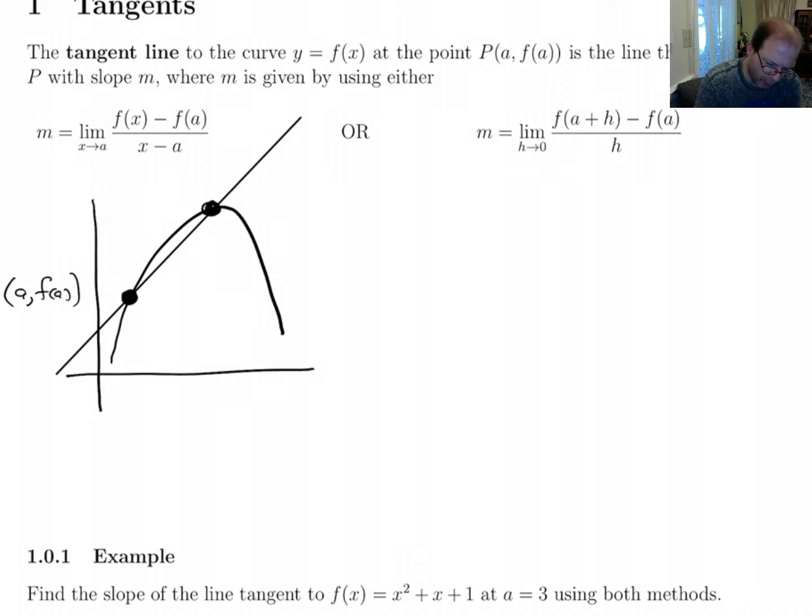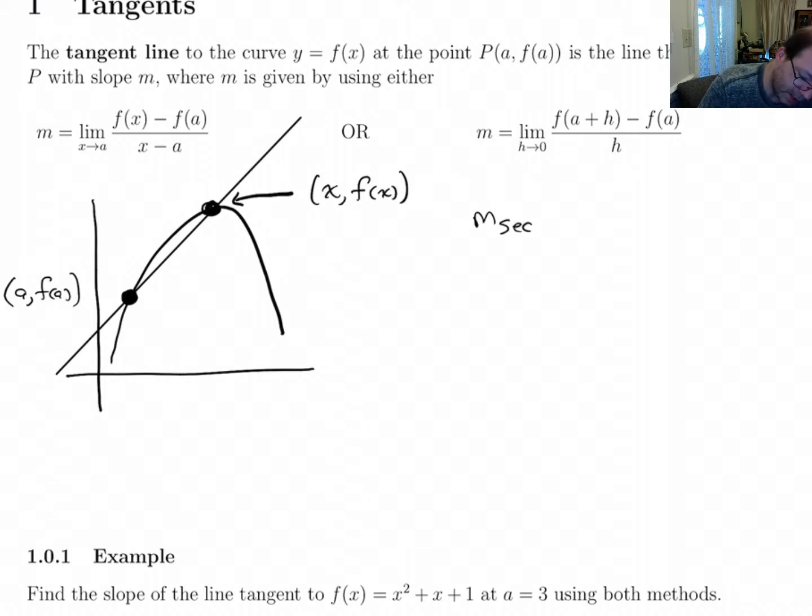And remember before, we would take the second point, this movable point, and move it back close to this point, and then see what happens to the slope of the secant line. So let's calculate the slope of the secant line. This point, I'm going to call it x, f of x. If we look at its slope, it's going to be the difference in y over the difference in x coordinates of these points.